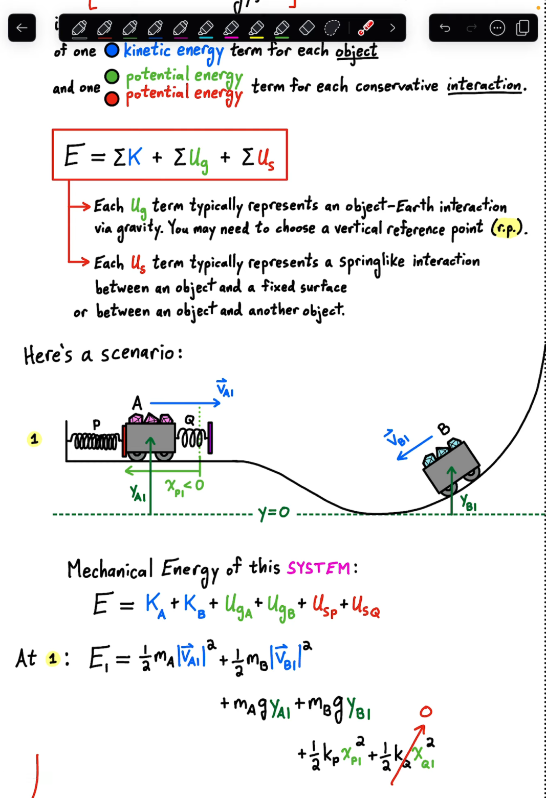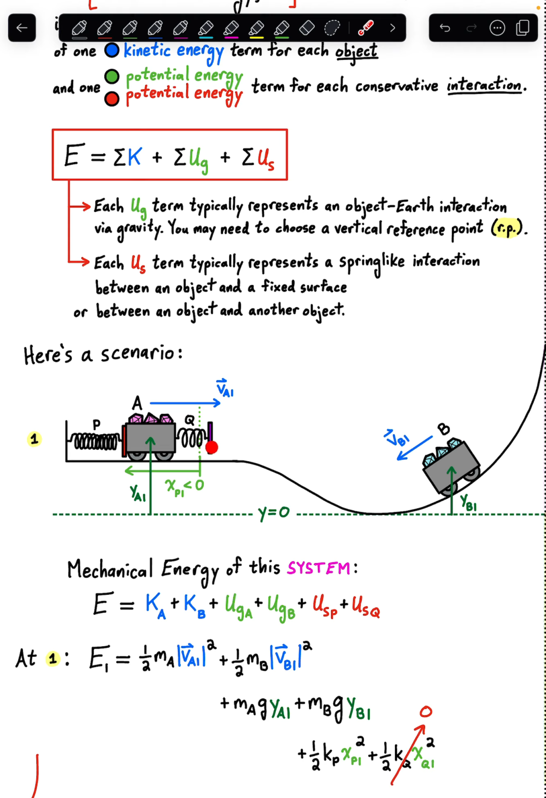illustrating how we could define mechanical energy. I've got two carts, cart A and cart B, at one particular moment in time along this curved track. Cart B is rolling this way. Cart A is currently moving to the right and being pushed to the right by this compressed spring P here between the cart and the wall.